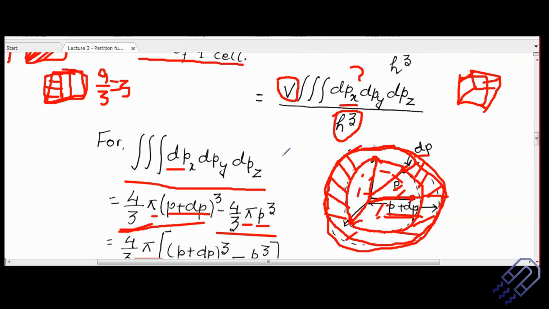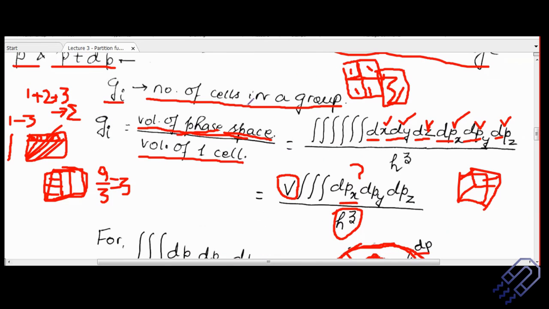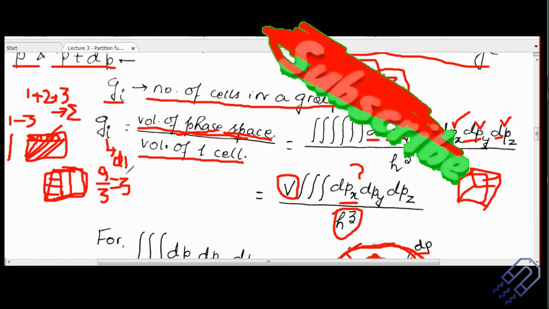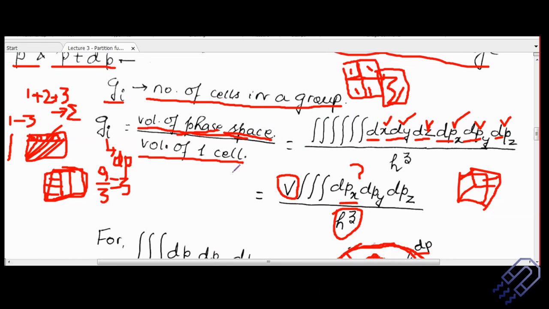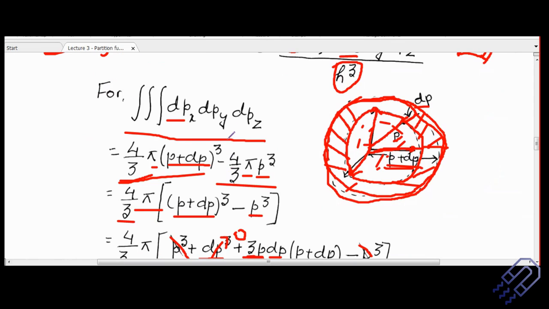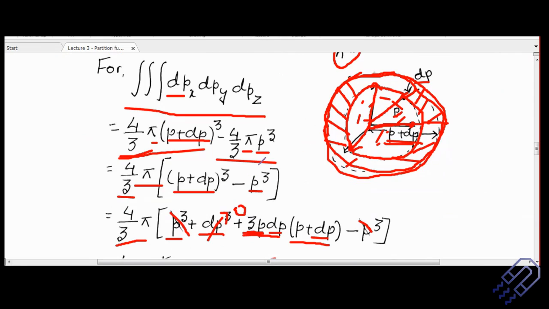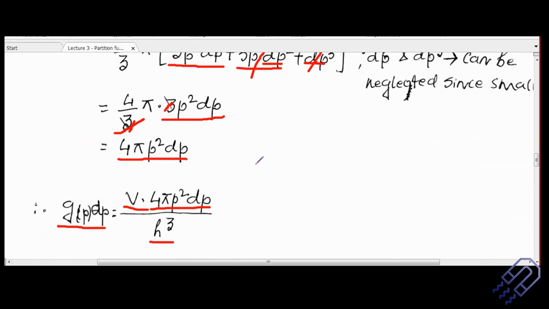Because the aim here is to find out the number of cells in a group within this space of dp. So we are finding out the variation in a small momentum space. We are going to find out the small variation in the small momentum space, and that's why we are taking it as dp, not p. Within that, what is that small dp? That is what we are finding out. And that's why I have taken dpx, dpy, dpz as this entire volume minus this volume. So please try to understand this, very important.